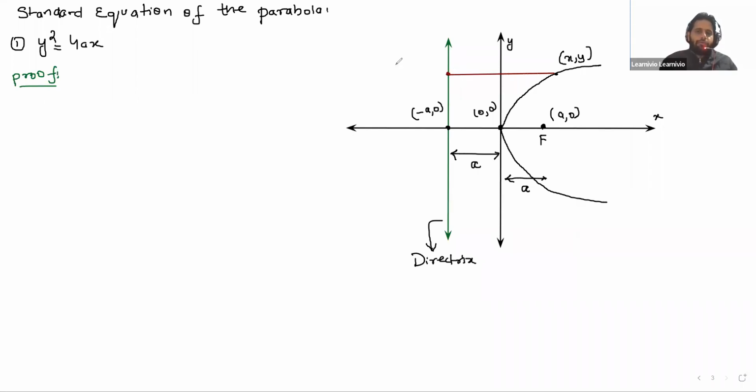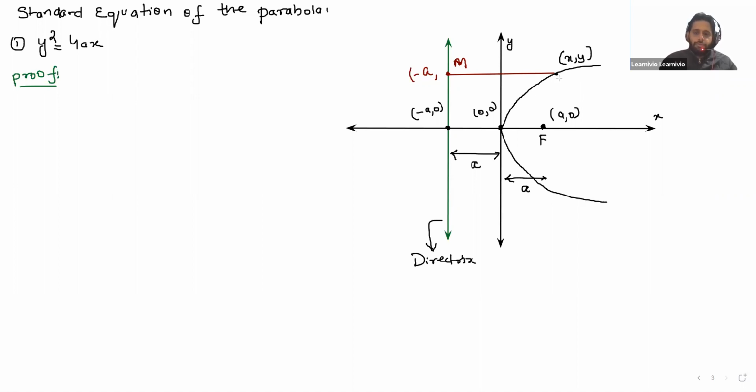Now, can you tell me what is the x coordinate of this point, Krishna? This is the y-axis, okay? This is just a straight line. So its x coordinate will be minus a. This coordinate is minus a. That's why this is minus a.